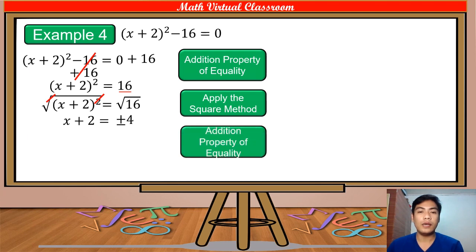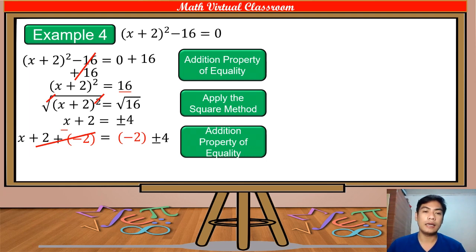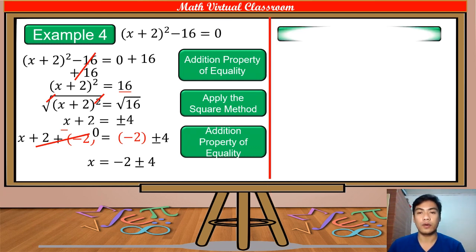Now, we use the addition property of equality so we could isolate x. We add negative 2 on both sides of the equation. So that would become x plus 2 plus negative 2, and on the other side we also have negative 2 plus or minus 4. Adding inverses gives 0. So x is equal to negative 2 plus or minus 4.